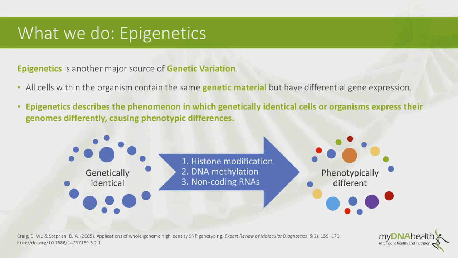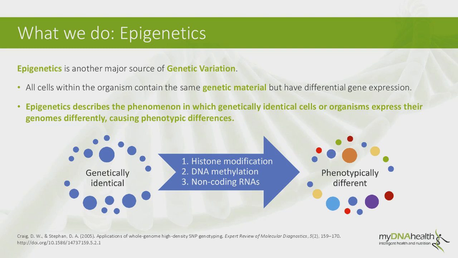So back to this epigenetics, this major source of genetic variation, and we touched on the 3 different mechanisms that were there. We looked at histones, we've talked about DNA methylation, and then those RNA molecules. But all cells within an organism contain the same genetic material. We know that, that's our code as such, but they have different gene expression. And epigenetics helps us understand how one cell will express differently to another.